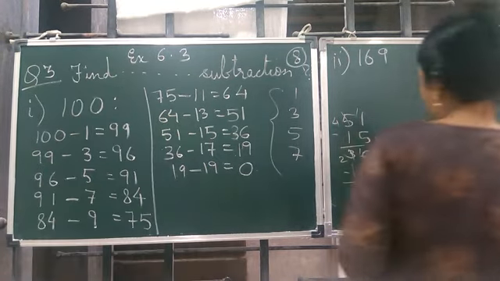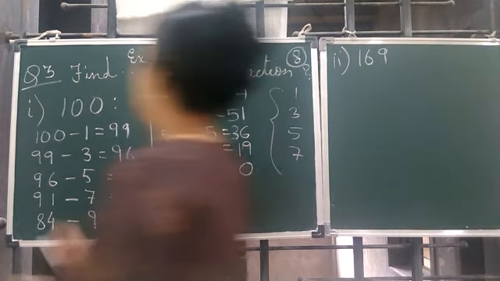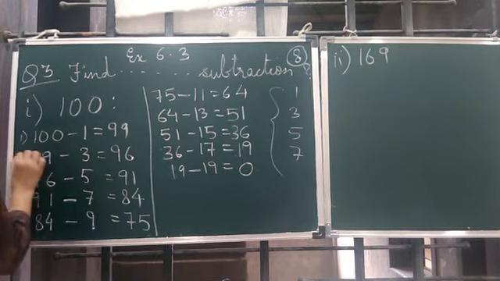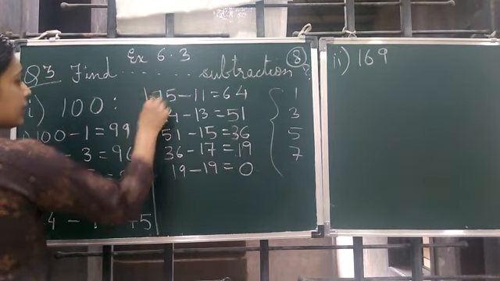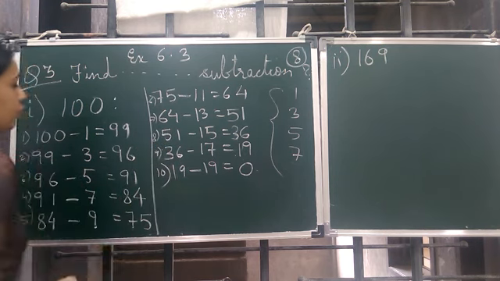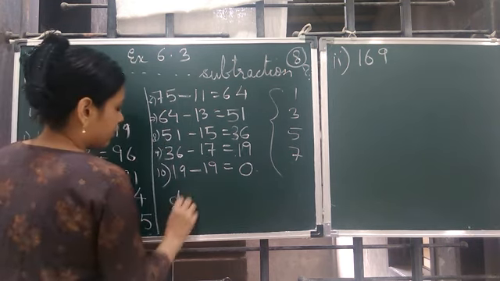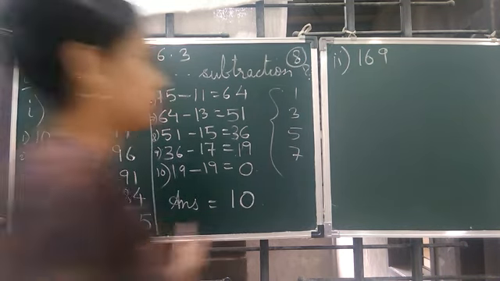So how many subtractions have we done? 1, 2, 3, 4, 5, 6, 7, 8, 9, 10. So the square root of 100 is what? 10. Okay, by the repeated subtraction method.